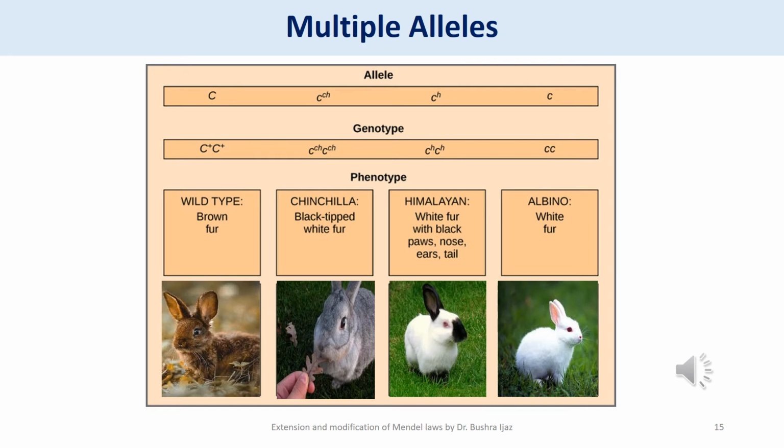Now, in the case of multiple alleles, dominance hierarchies can exist. In this case, the wild type allele is dominant over all others. Chinchilla is incompletely dominant over Himalayan and albino, and Himalayan is dominant over the albino. This hierarchy or allelic series was revealed by observing the phenotypes of each possible heterozygote's offspring in a number of studies.